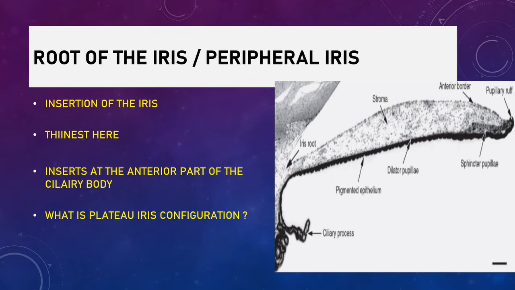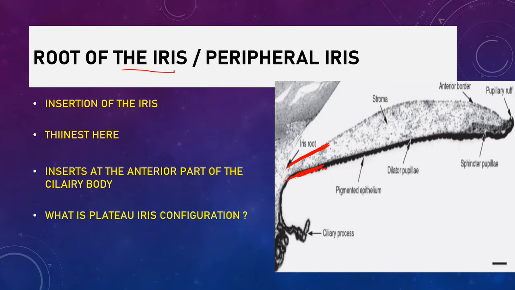After trabecular meshwork, we have the ciliary body band, which I already discussed with you, and then we have the root of the iris or the peripheral iris. So we know that the iris is inserting onto the ciliary body, and the insertion of the iris is called the root of the iris, and the iris is usually the thinnest at the point where it is getting inserted onto the ciliary body.